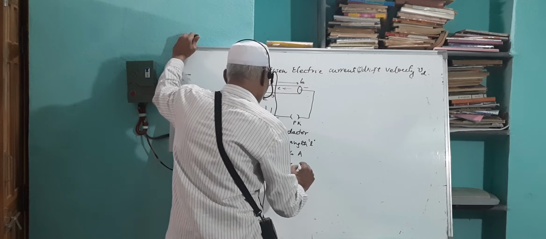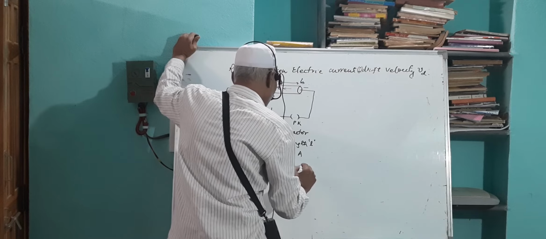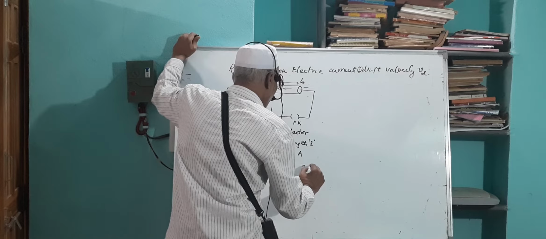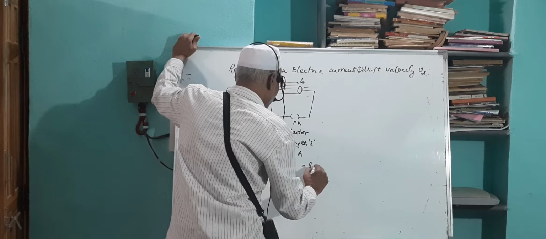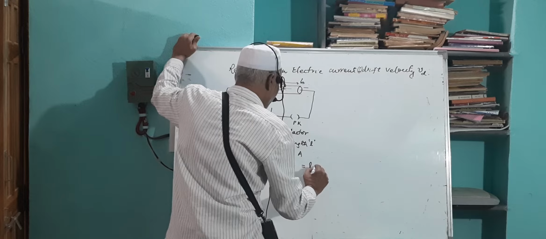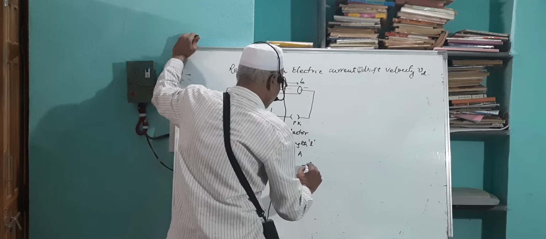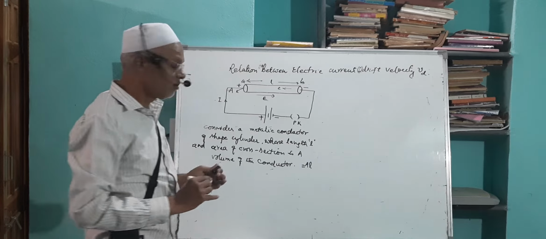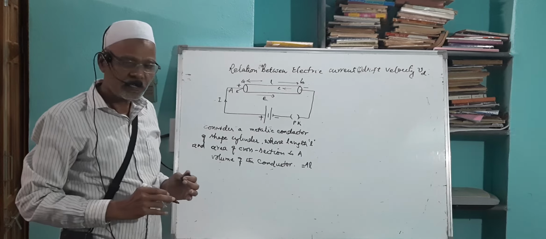So the volume of the conductor is nothing but the length into cross-sectional area. L represents the length, and the cross-sectional area is represented as A. So AL gives the volume of the conductor.